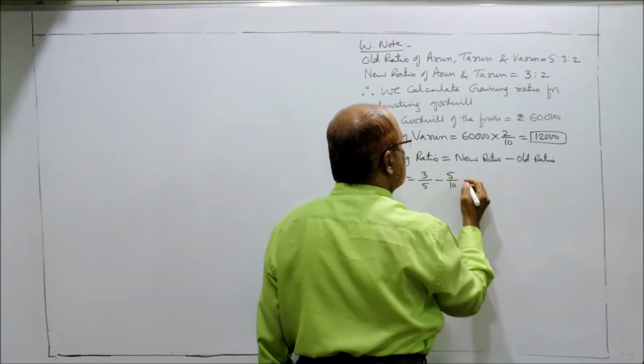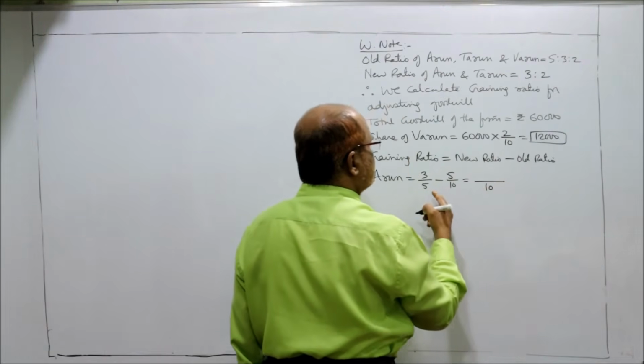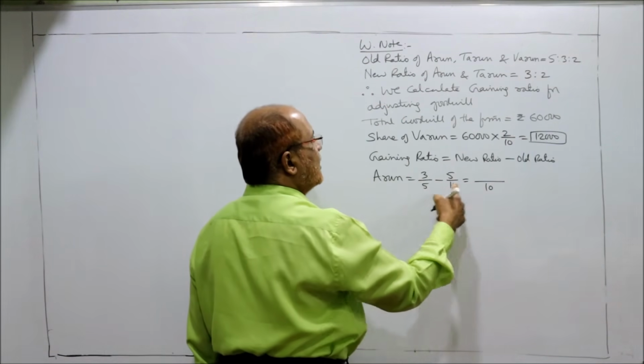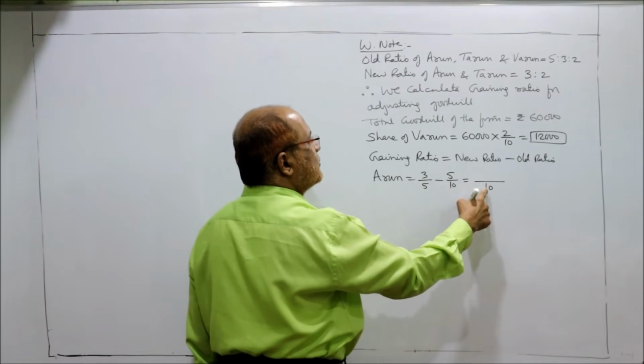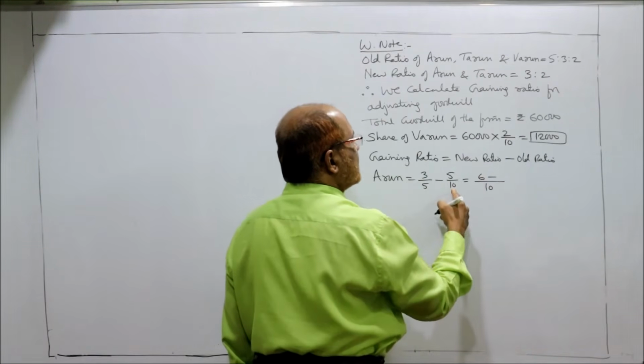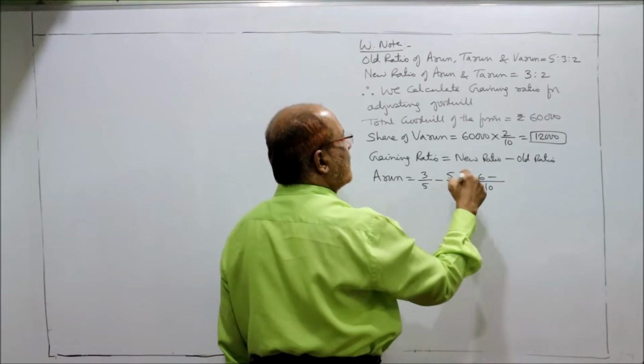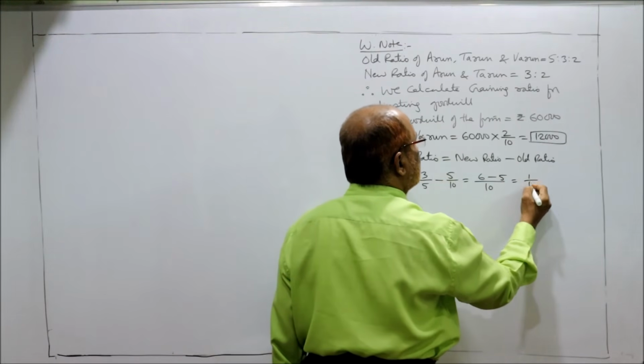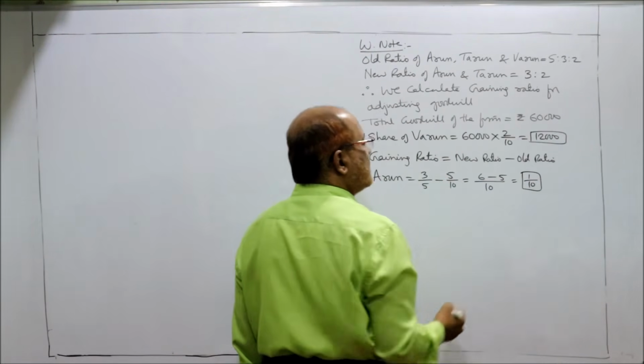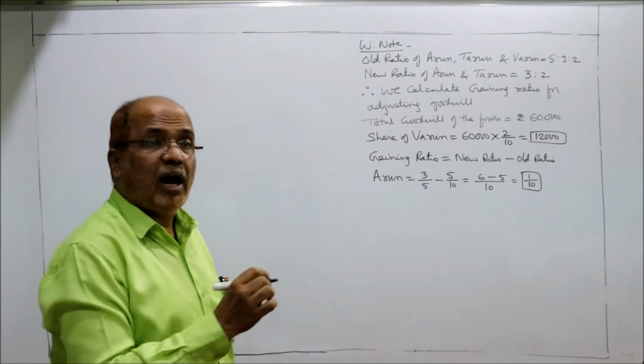5 by 10, now we take the LCM. 5 and 10, LCM is 10. 5 how many times cuts 10? 2 times. 2 3s are 6. Minus, 10 how many times cuts 10? 1 time. 1 5 is a 5. So 1 by 10. 1 by 10 is the gaining ratio of Arun.